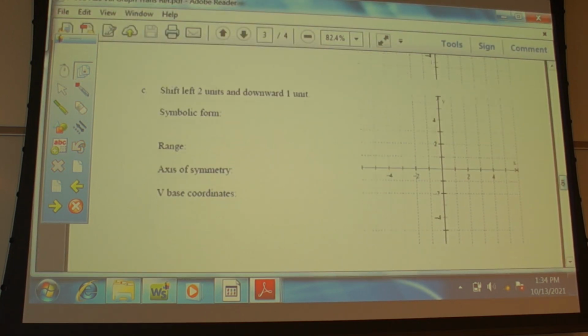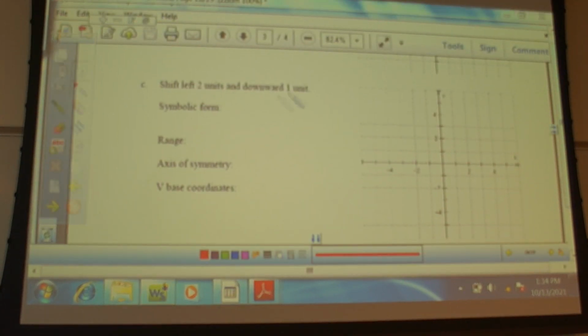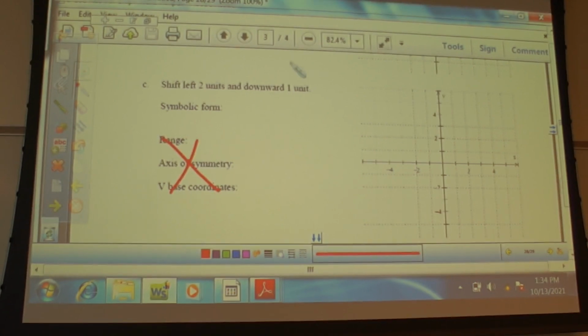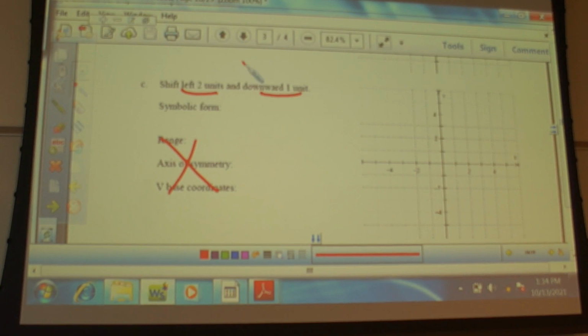Next one. You know what? I don't even care about this shift. Let's just focus on the symbolic form. We're going to go left 2, down 1. Again, you start off with y equals absolute value of x.